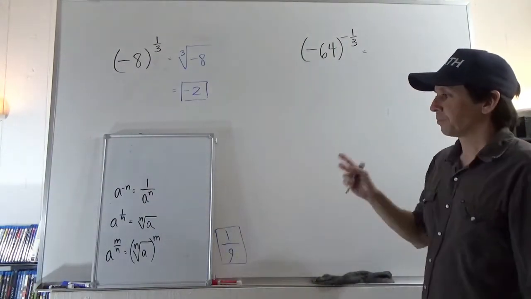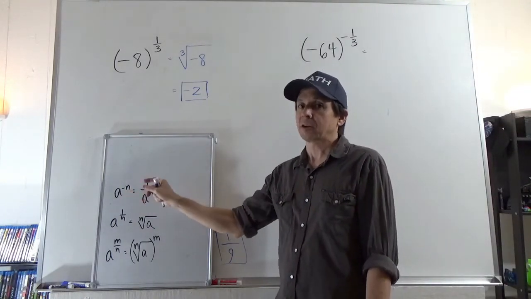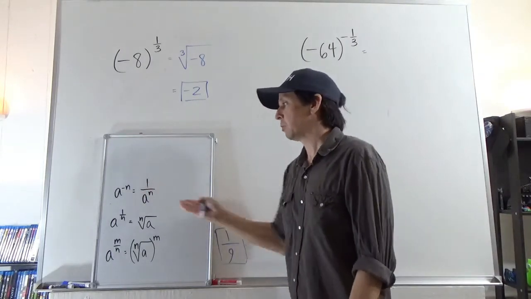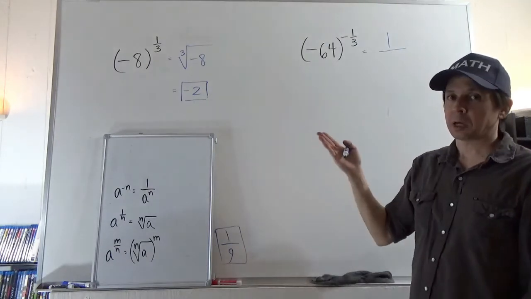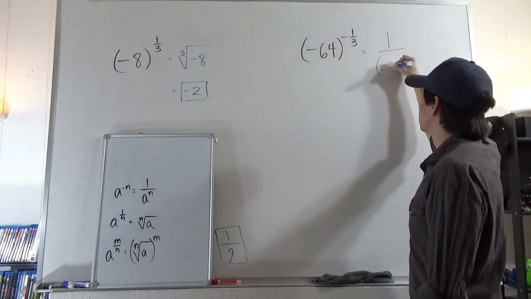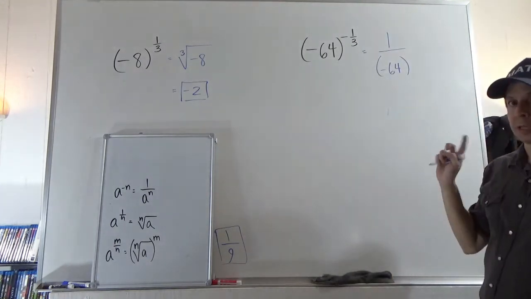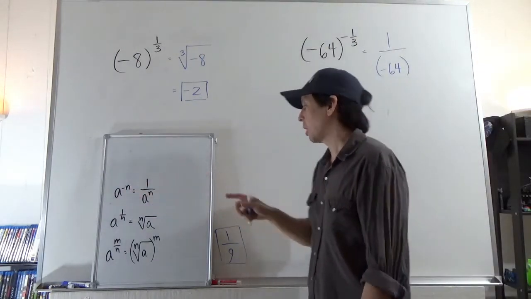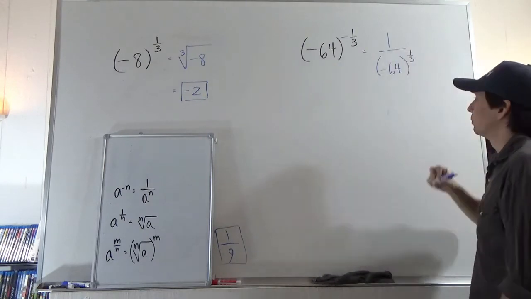But again, I'm going to take care of the negative. I'm going to rewrite my negative exponent as positive. It'll end up on the bottom, but I'm going to be very careful. Put 1 on top. My base goes down to the bottom as is. Negative 64 is my base. I move that base to the bottom. It does not change signs. It's still a negative 64 base. My exponent changes from negative to positive, so that negative 1/3 exponent becomes a positive 1/3.